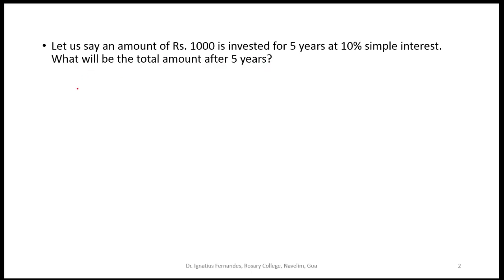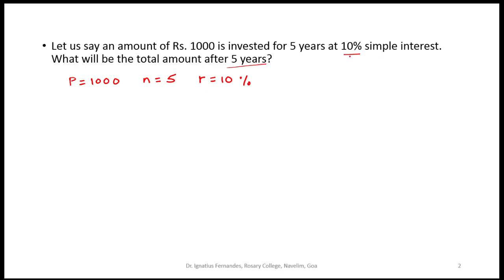Okay, so here there is a principal amount P, that is 1000, which is invested for 5 years. So n, the number of years, is 5, and it is invested at 10% interest. So rate of interest we have denoted by R. So R here is 10%. We want to find out the total amount after 5 years. Okay, let's say, so this is the principal amount P, that is 1000.